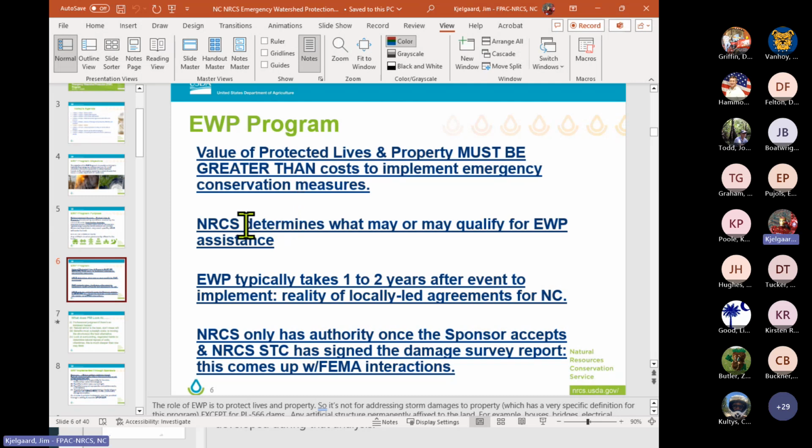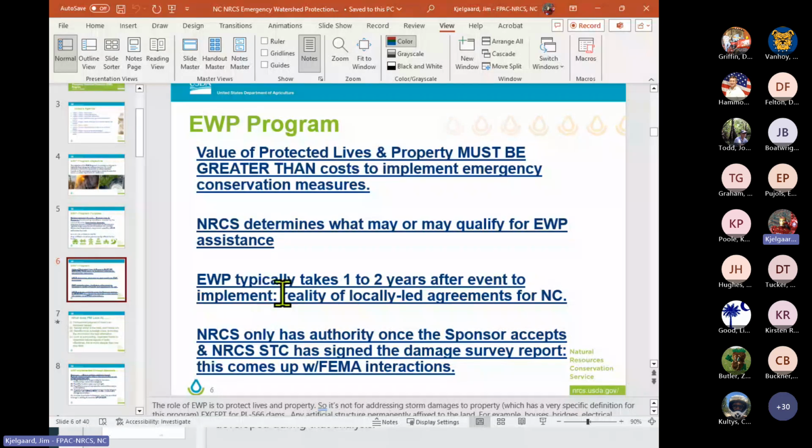NRCS will be the determinator of what qualifies for NRCS or doesn't. Again, it may fit a particular situation and it may not. And there can be priorities as well. As far as North Carolina, I suspect it will take the same route in South Carolina. EWP typically takes 1 to 2 years after an event to implement.